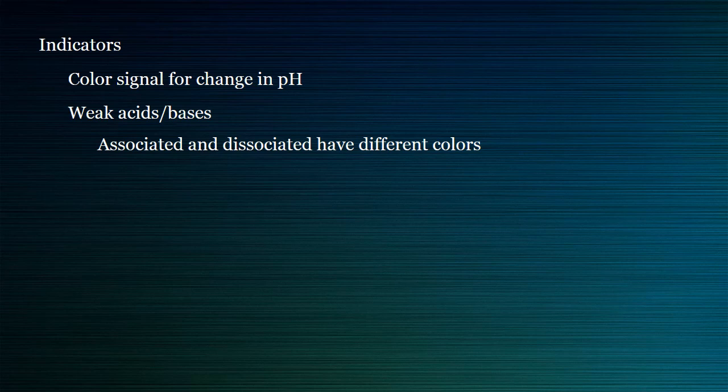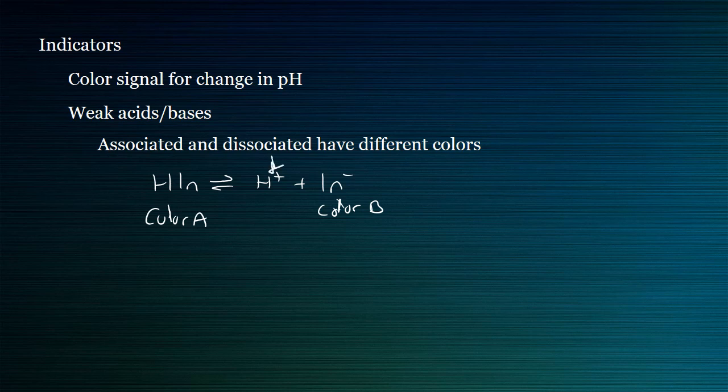So if we have an acid indicator, so H and then whatever indicator that might be, dissociates into H plus and the indicator itself. So here you'd have color A, and here you'd have color B. And then based on what's happening in your titration, it could shift from one to the other as this hydrogen ion concentration differs. So you could look at Le Chatelier's principle, right?